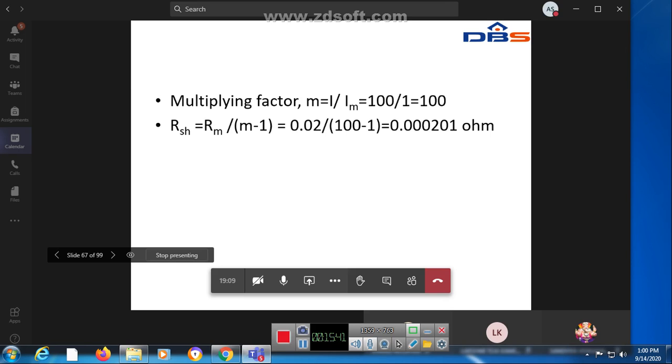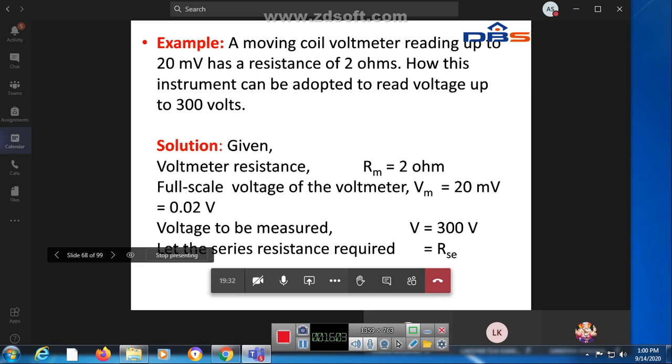So RSH equals Rm by m minus 1, which is 0.02 by 100 minus 1, where Rm given in the problem is 0.02 ohms. The value becomes 0.000201 ohms. This is a small 2 marks problem. That is the problem for the ammeter.